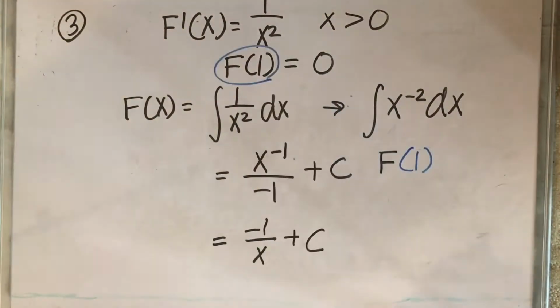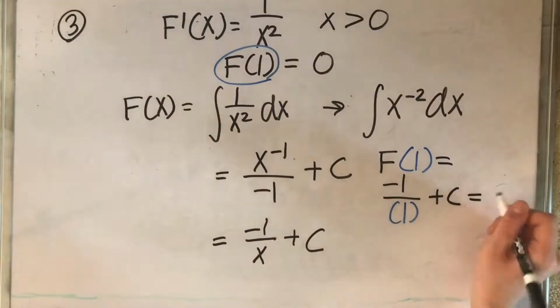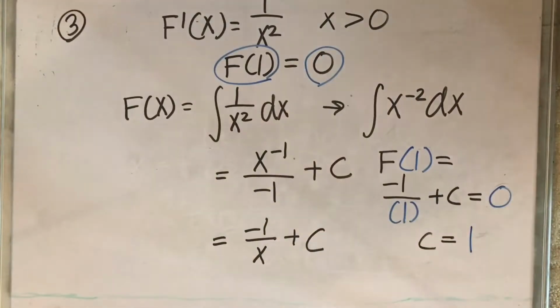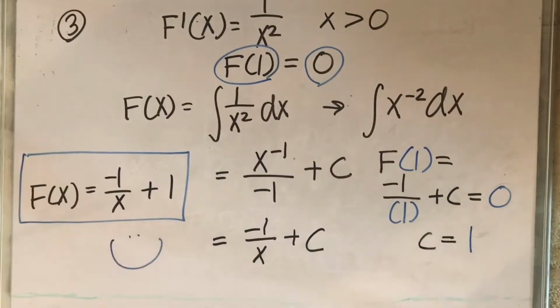So given our particular solution, f of 1 equals 0, we can plug that into our indefinite integral to solve for c using basic math. Now that we have found c, we plug that back into our indefinite integral, and we have found our answer.